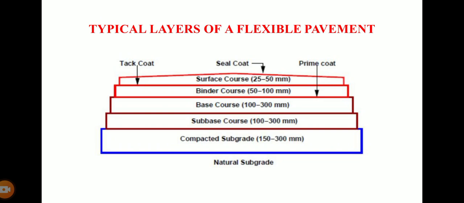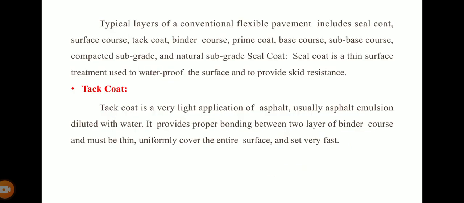And above the surface course, the finishing will be done by a seal coat. So this is the typical cross section of a flexible pavement. The typical layers of a conventional flexible pavement include seal coat, surface coat, tack coat, binder coat, prime coat, base course, subbase course, compacted subgrade and natural subgrade.